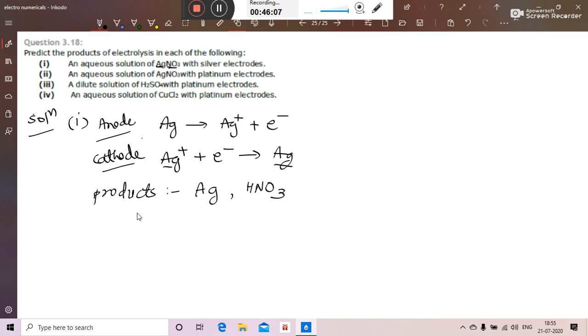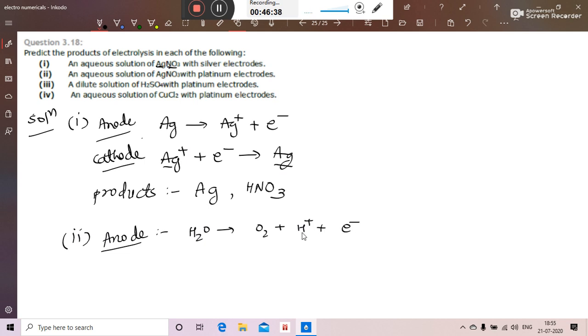Now number 2, an aqueous solution of silver nitrate with platinum electrodes. Now if anode is made up of platinum, so in that case water will undergo oxidation at anode. So water will undergo oxidation at anode to form oxygen gas. So water will form oxygen gas along with H plus ion and electron.